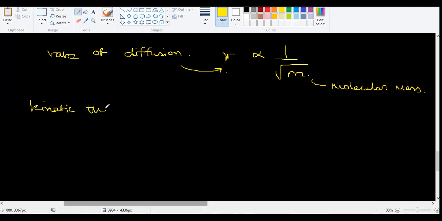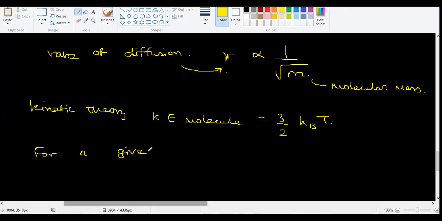So kinetic theory says kinetic energy of a molecule is equal to d by 2 kBT. That's what we derive right now. Kinetic energy of a molecule. For a given temperature, just now I talked about this, so let's write it down properly.